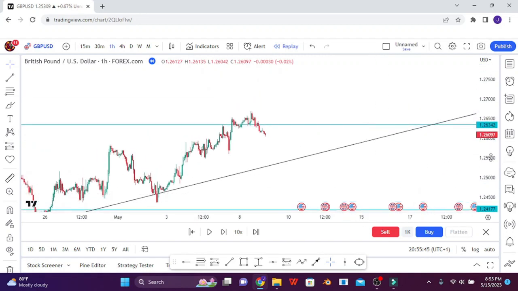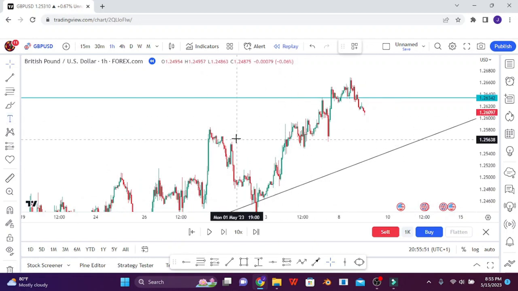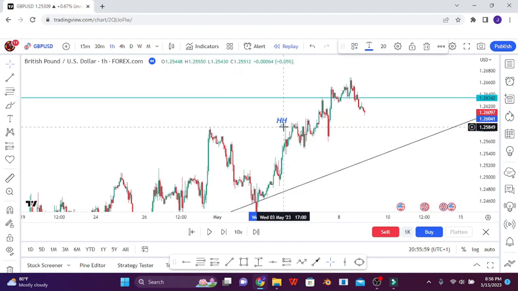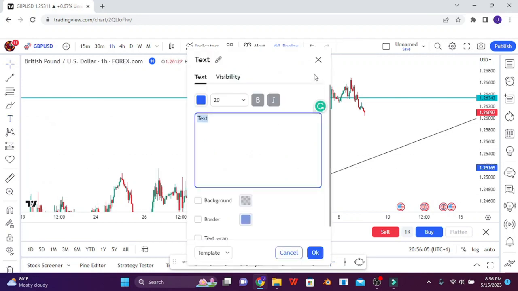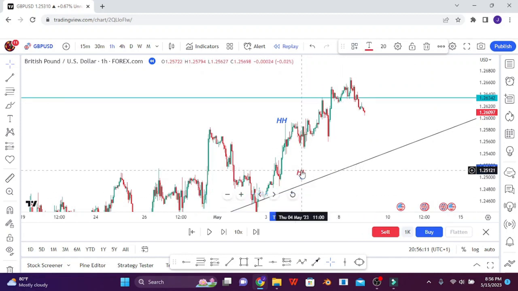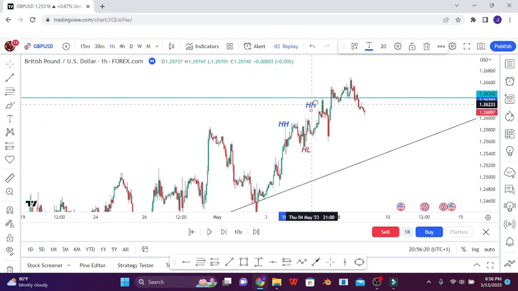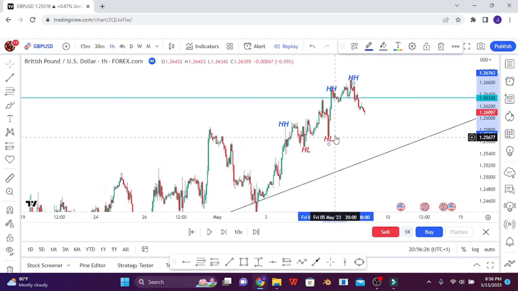What are we seeing? We are seeing that the market is making a higher high. Here is the higher high that I taught you, and here is the higher low. Here is also a higher high, and here is also a higher low. So that is how it's done.